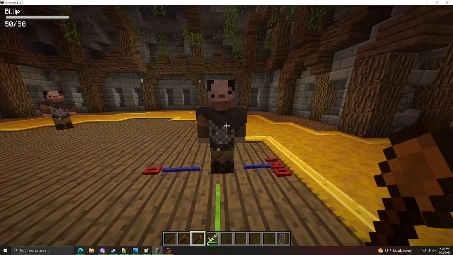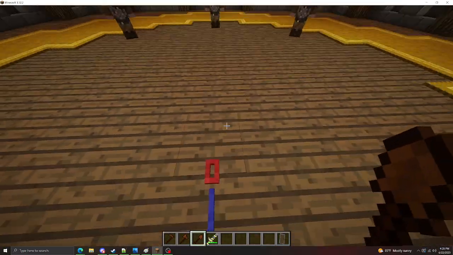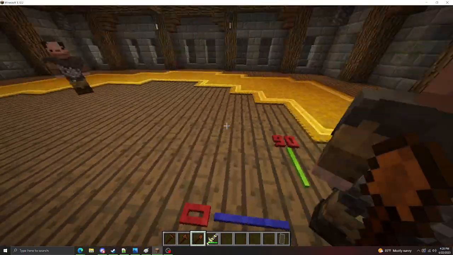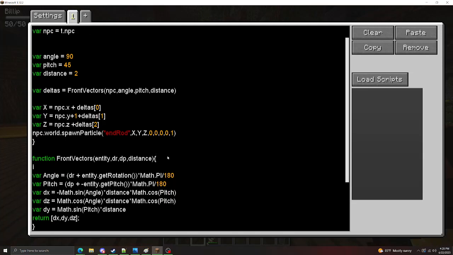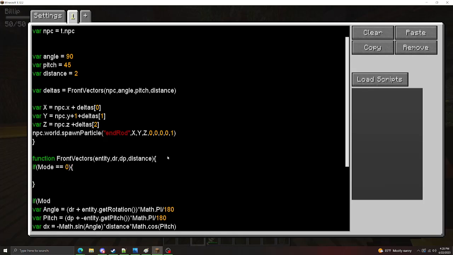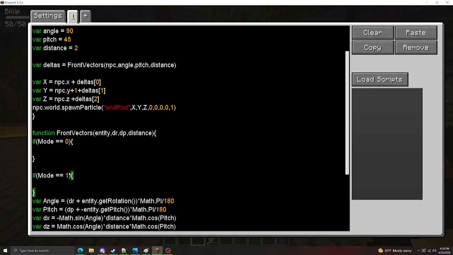Now, what if we didn't want that though? What if we wanted the particle to always spawn in the world's frame? So at 0 here. Well, we could just make an option in the function to do that. So we'll just have two different ways of determining the angle and pitch. We have two modes here. Let's add mode as a parameter.